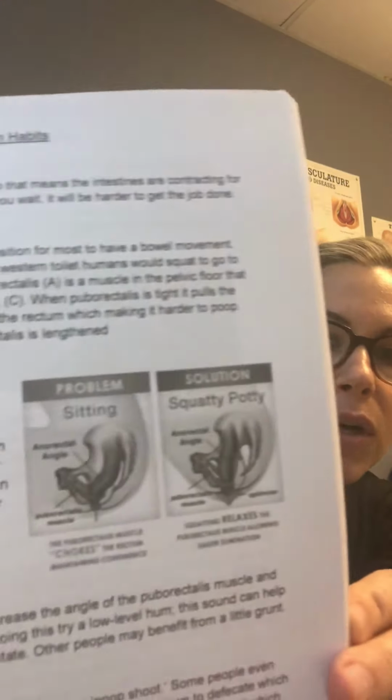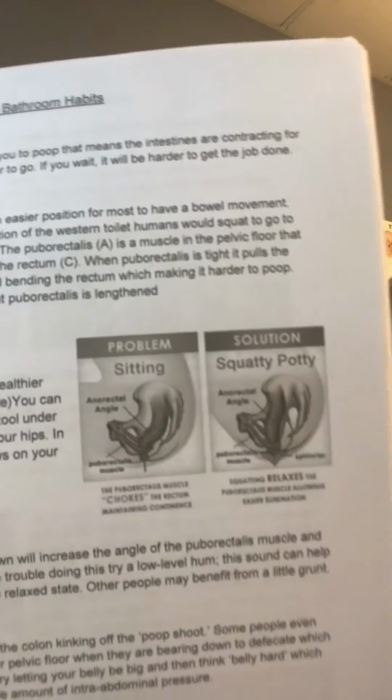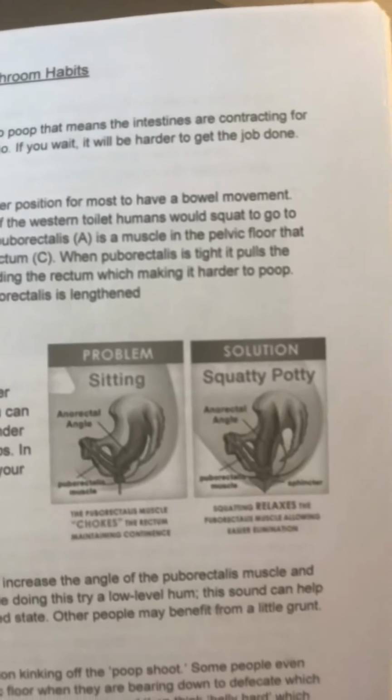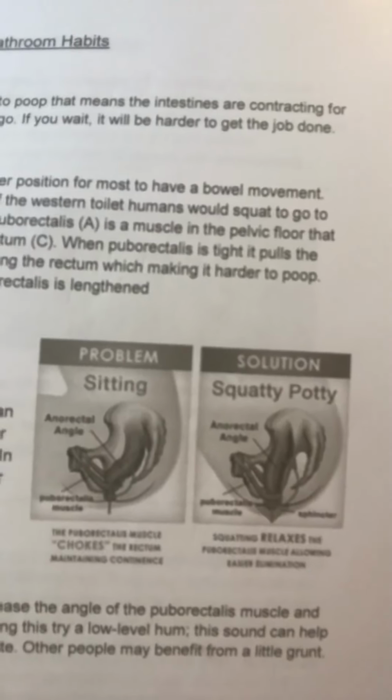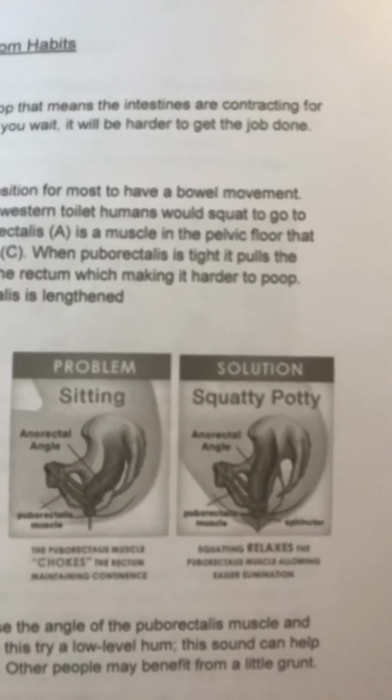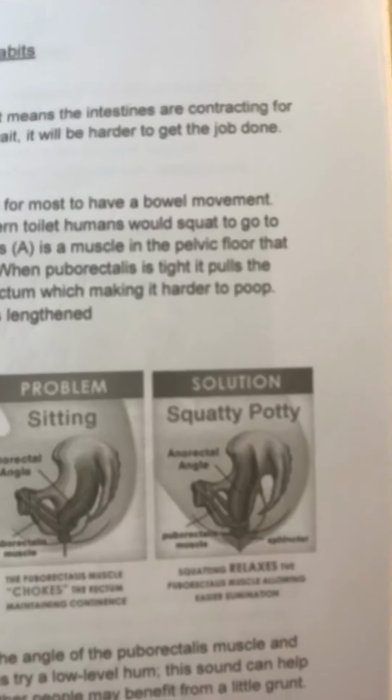So if we're looking at this picture over here, you can see that in standing, the puborectalis kinks off, and then once we are sitting down, that puborectalis is released, the tension is let off the lower rectum, and the stool is able to be efficiently evacuated.